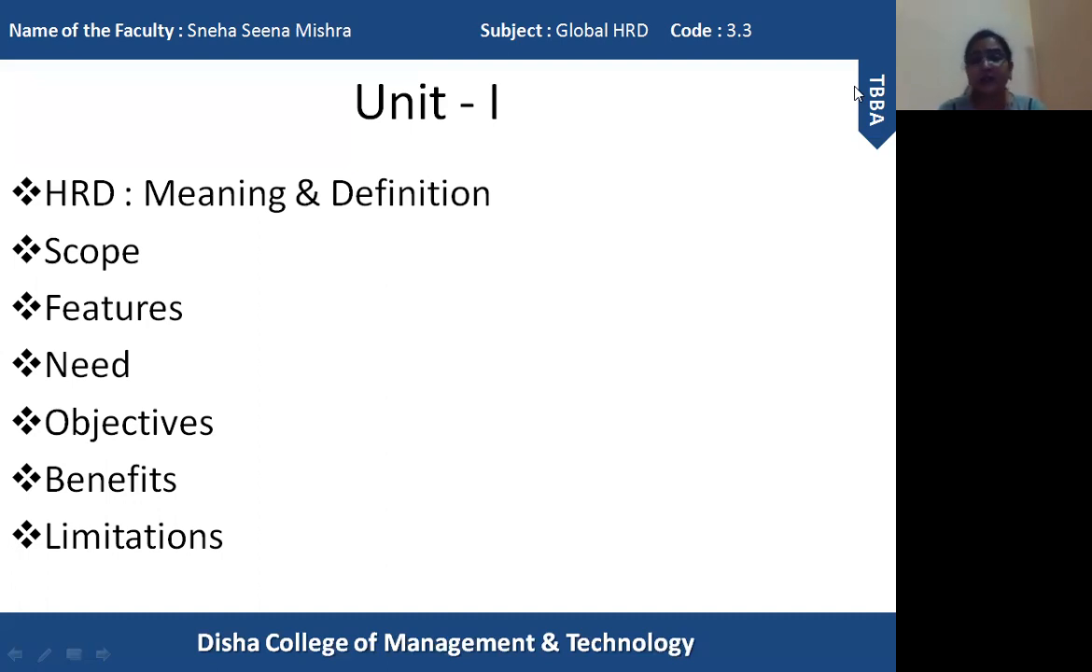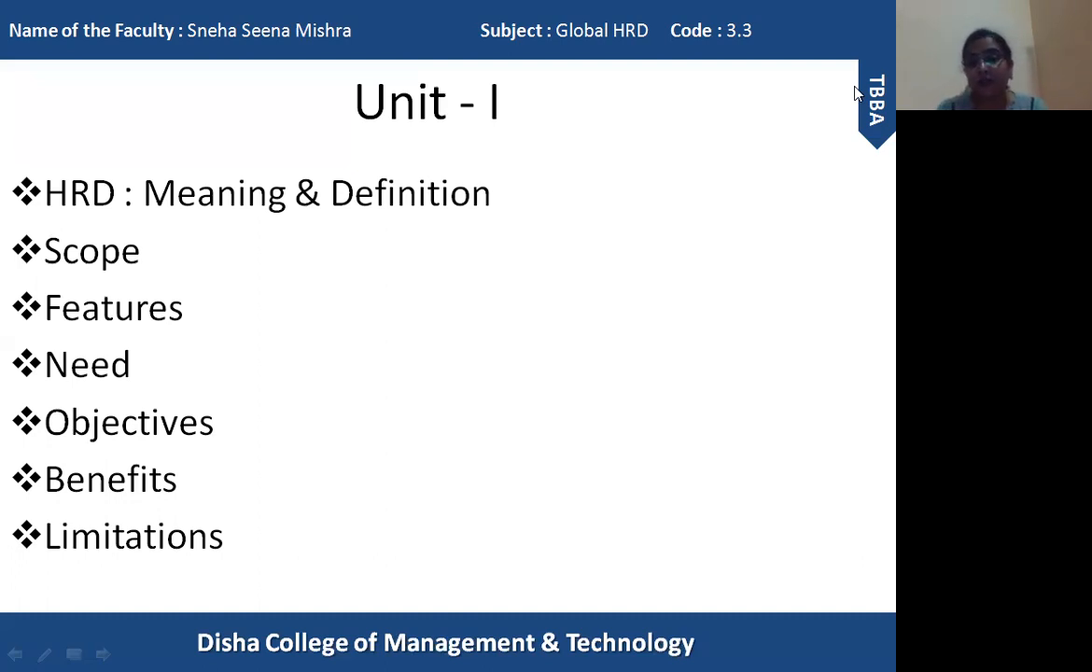Then come the objectives. The objectives are very clear: the growth and development of human resource, better industrial relationships, creating a healthy climate, providing proper counseling to the employees, planning for their career growth and development, performance appraisal, providing training programs, providing development programs. So these things come under the objectives of HRD.